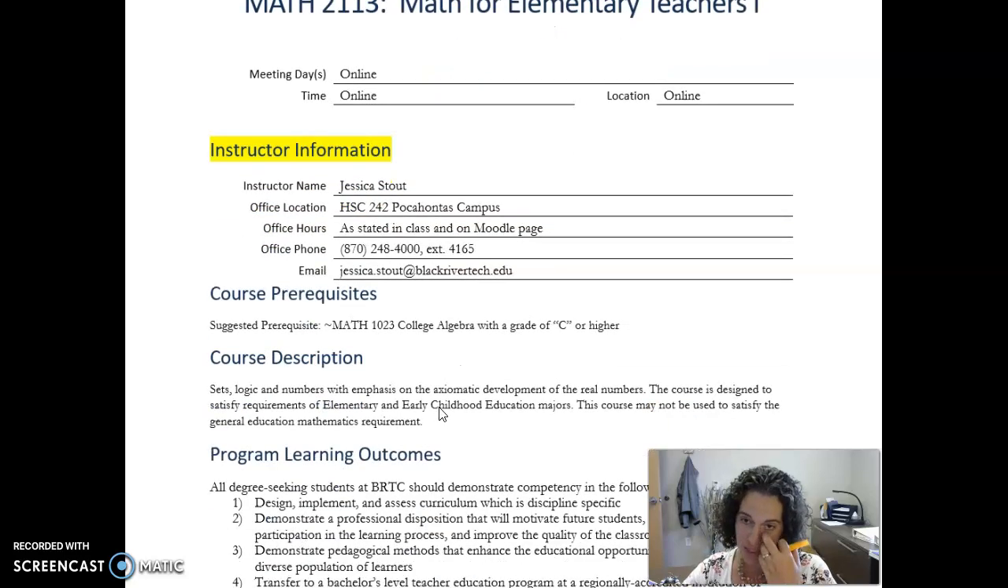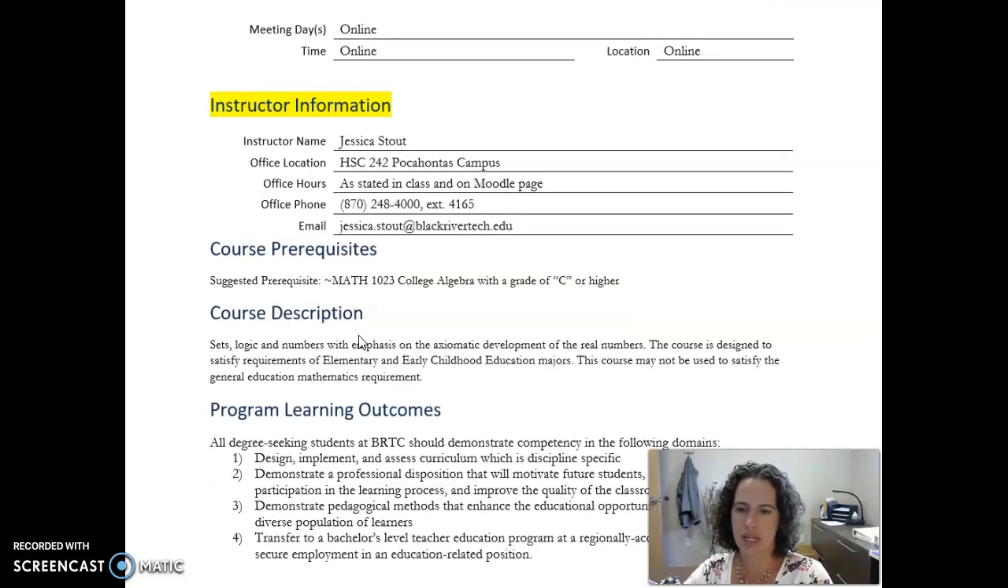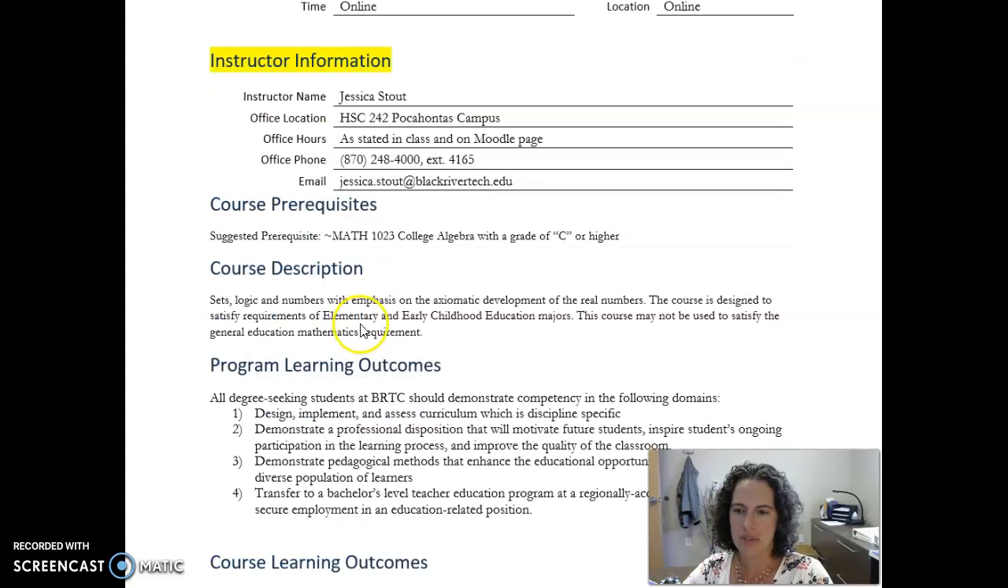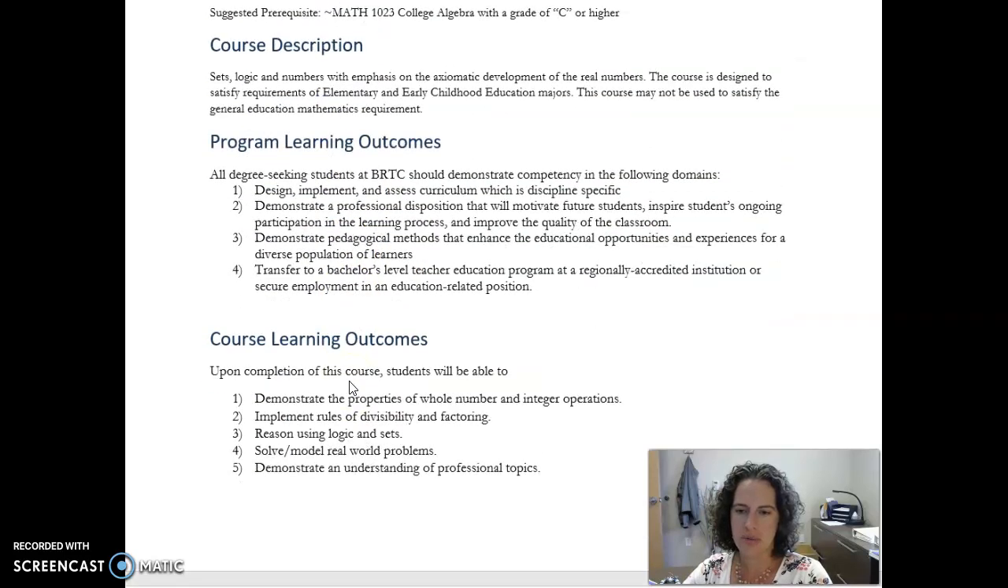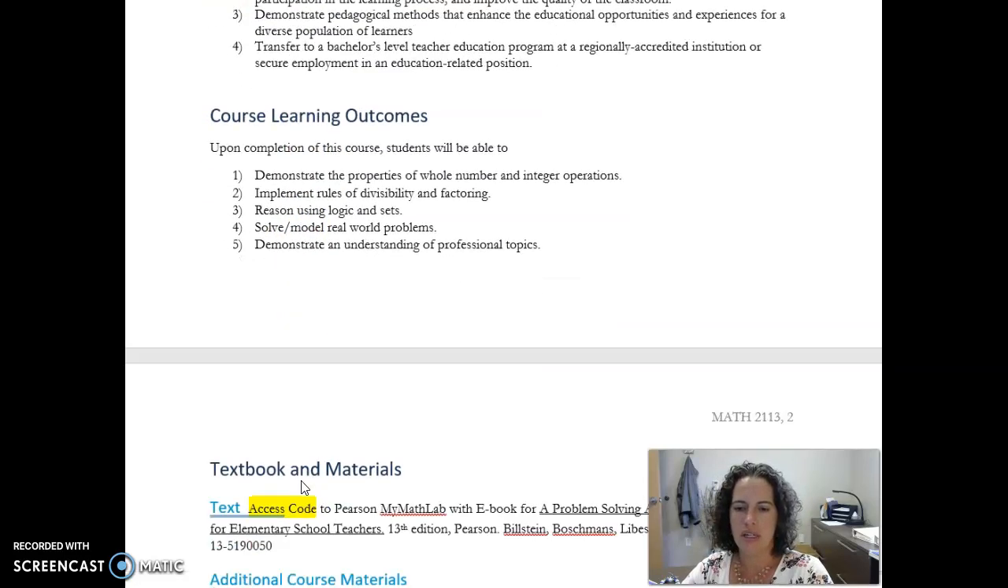So the course prereqs, we hope you would have had college algebra with a grade of C or higher. The course description is there. The course learning outcomes is what we're going to be talking about in this class.